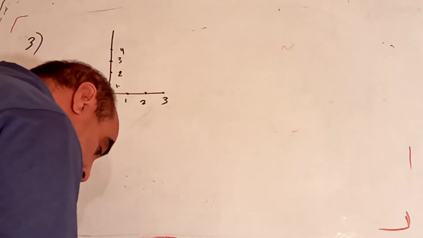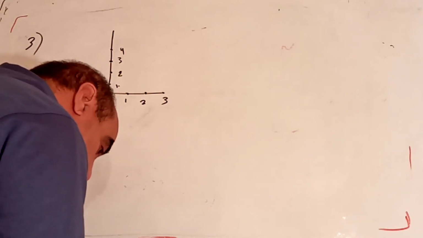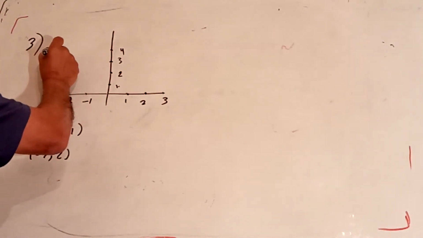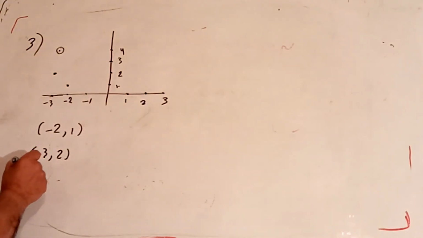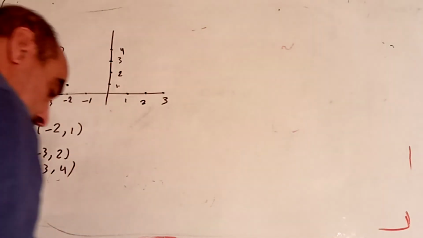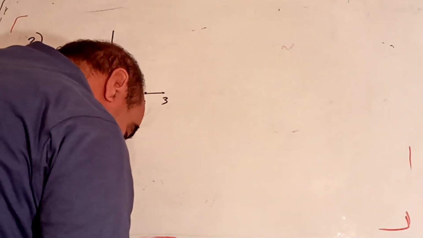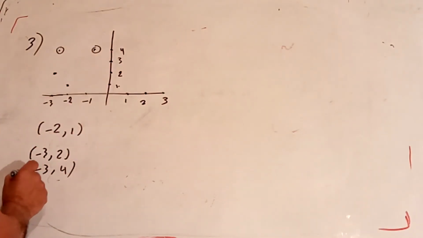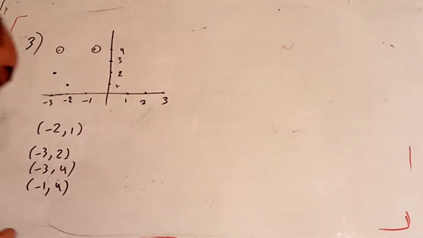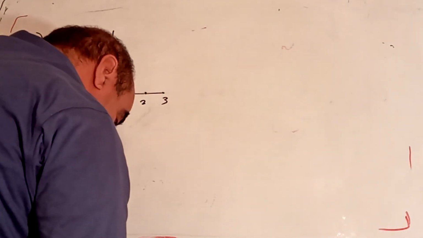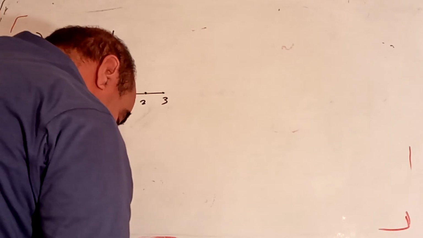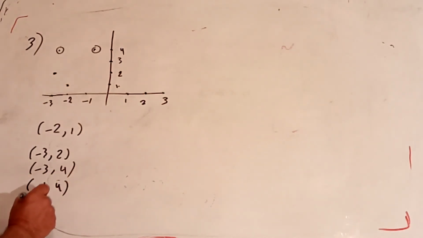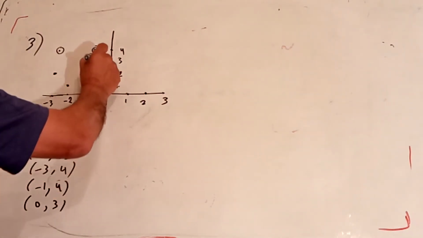We have the other point: minus 3 and 4. This is the point. The other point was minus 1 and 4. This is minus 1 and 4. This is the point. Then we have 0 and 3. This is 0 and 3, this point here.